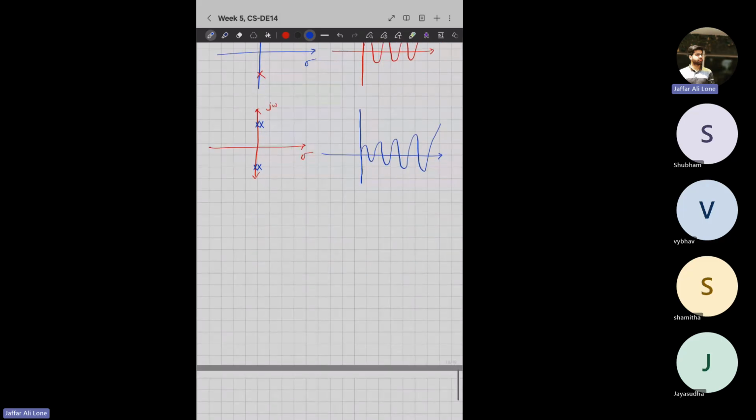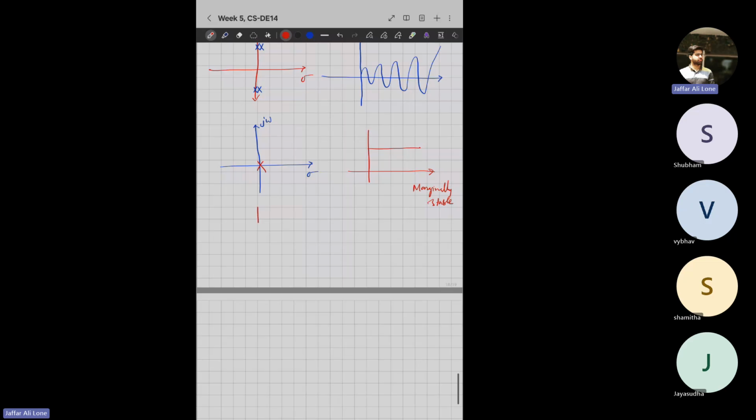Now, the last two cases. If you have a pole on the origin, then your response will be something like this. A constant, sort of DC gain. The system is marginally stable, because the pole is on the imaginary axis. And one last case, if your poles are on the imaginary axis at the origin but repeated, then your response will be something like this.